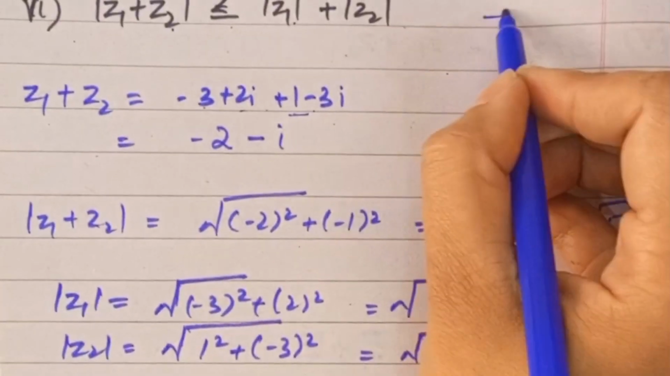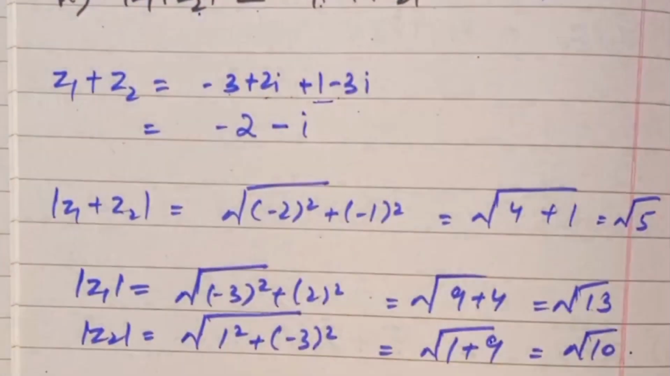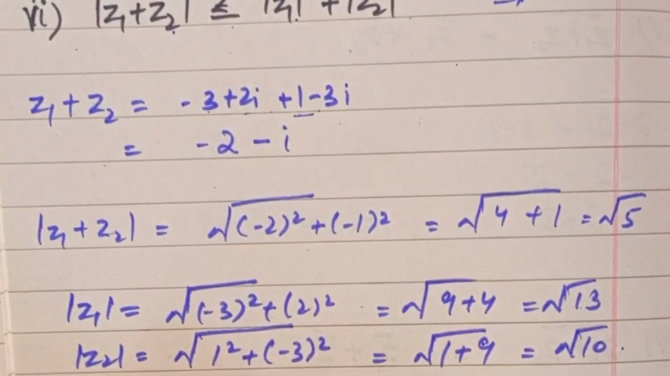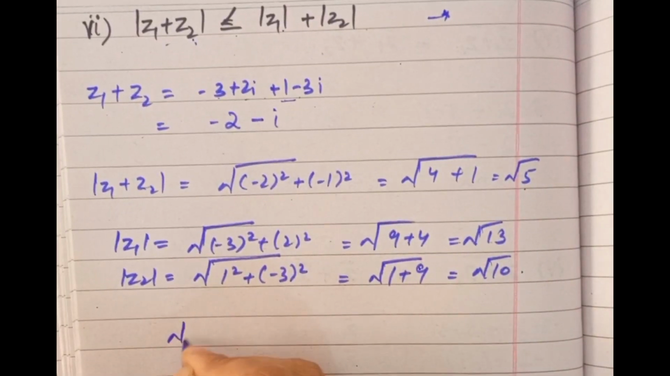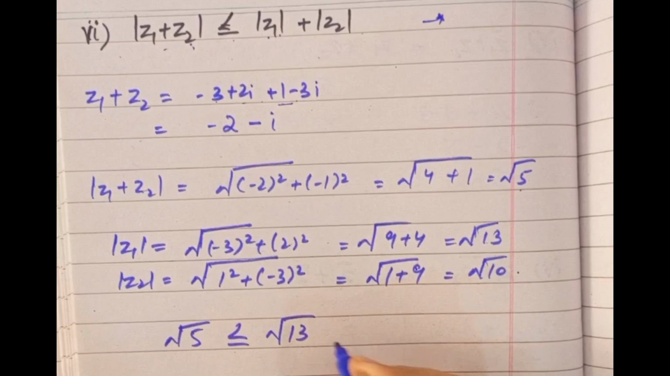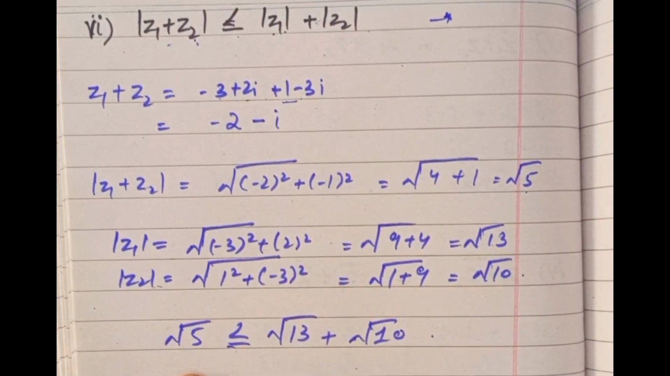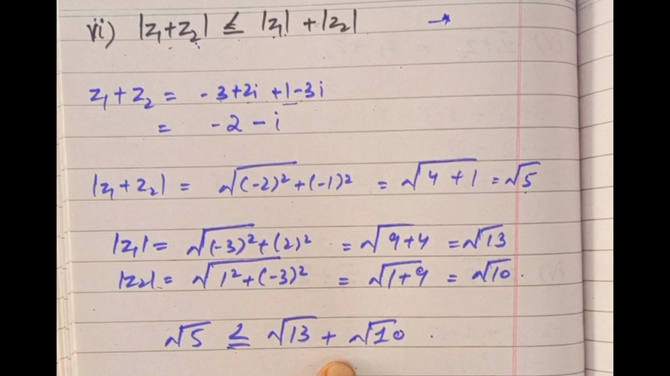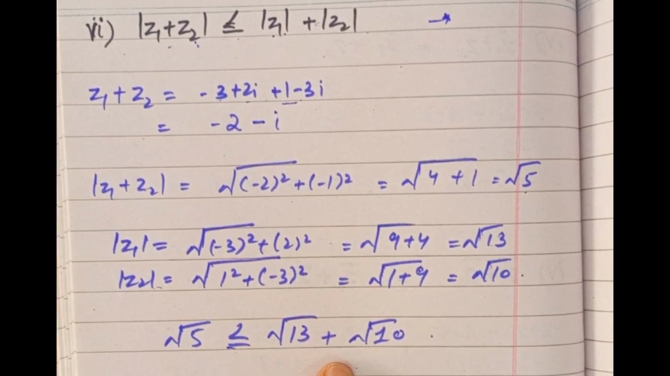So now we will put it in this inequality. So instead of square root of 5, we will put square root of 13. So you can see that left hand side is less than or equal to right hand side. With this we have completed the exercise 1.2.